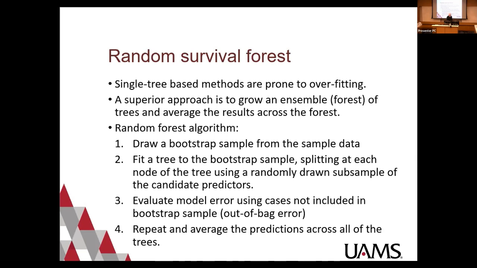So the algorithm is: first, draw a bootstrap sample from the sample data, and that's a bootstrap sample with replacement. Fit a tree to the bootstrap sample, splitting at each node of the tree using a randomly drawn subsample of the candidate predictors. Evaluate the model error using cases not included in the bootstrap sample. This is known as out-of-bag error. Then repeat and average the predictions across all of the trees.